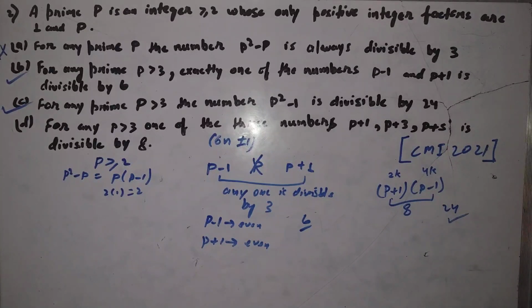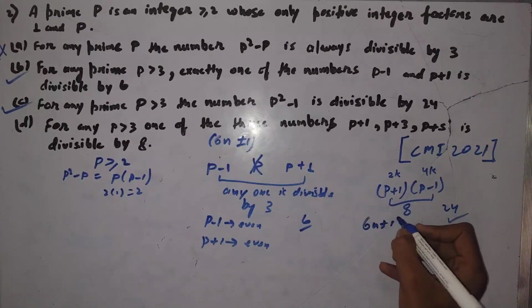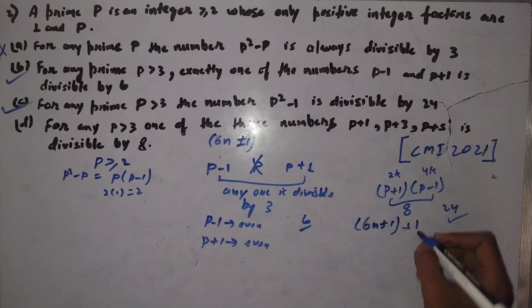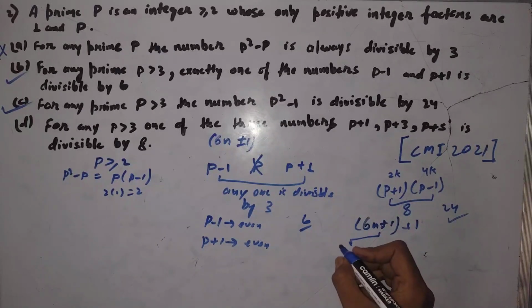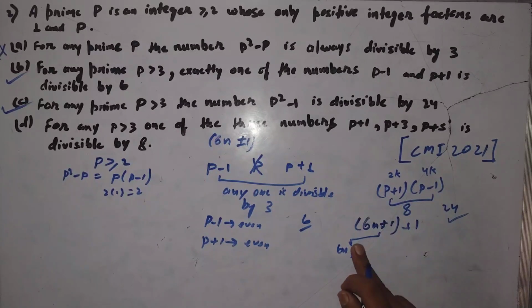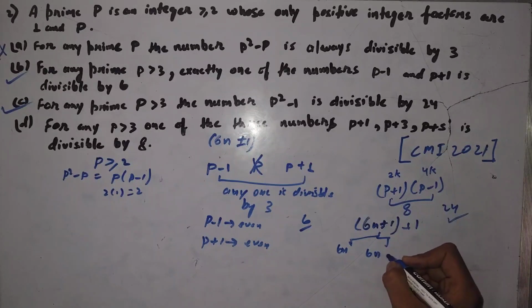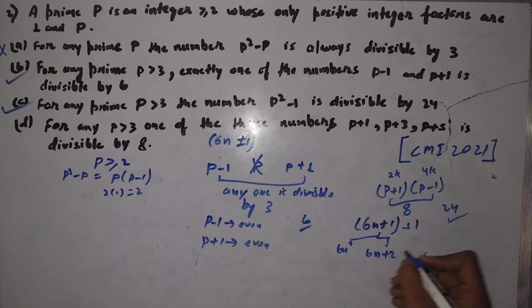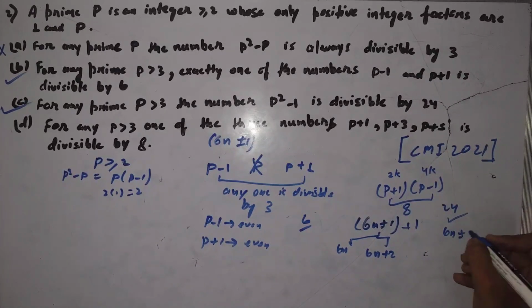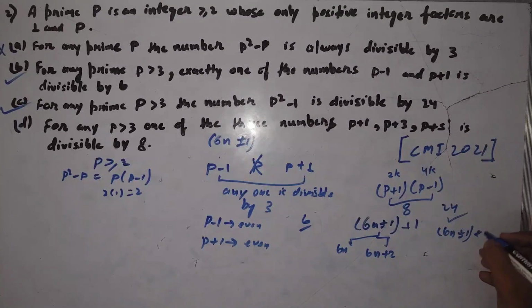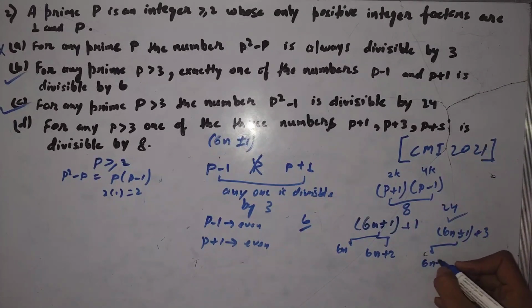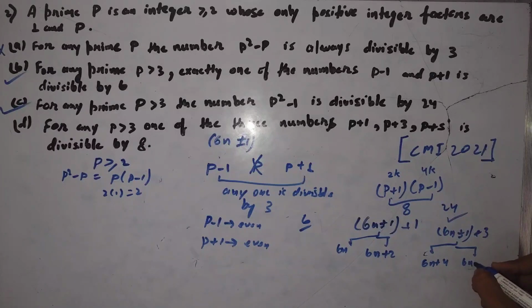In statement D, we can see that for any p greater than 3, one of the three numbers p plus 1, p plus 3 and p plus 5 is divided by 3. You can simply do that experiment with this form 6n plus minus 1, and you add plus 1 here. So you are left with two cases, that is 6n or 6n plus 2. You take 6n plus minus 1 again, and you add plus 3 here. Then again you are left with two cases, that is 6n plus 4 or 6n plus 2.